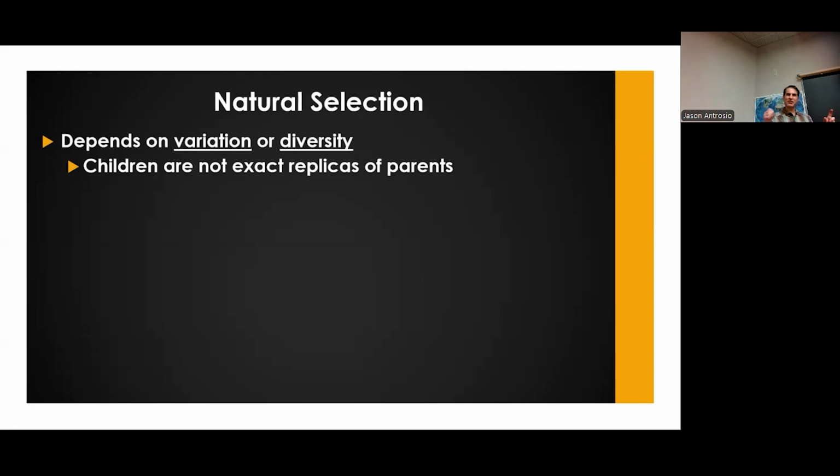We can see that we are not exact copies of our parents. Thank God, right? You're like, oh, good. I'm not an exact copy of my parent. And we can see that even if you have a person who you are very closely related to, let's say a sibling, you're not the same as that person. And again, you're like, good. Yay. Not all the same.